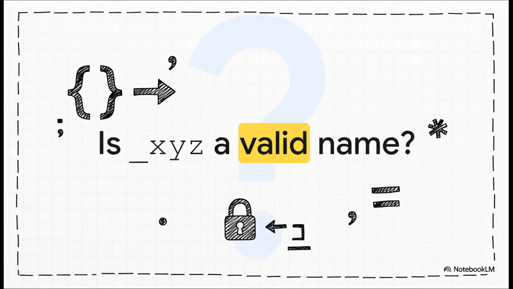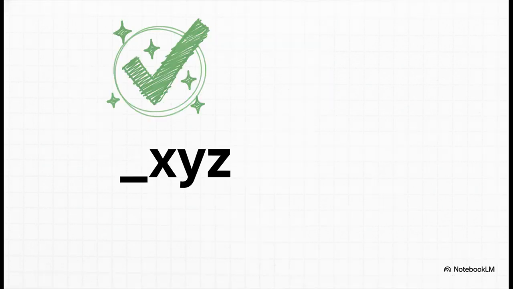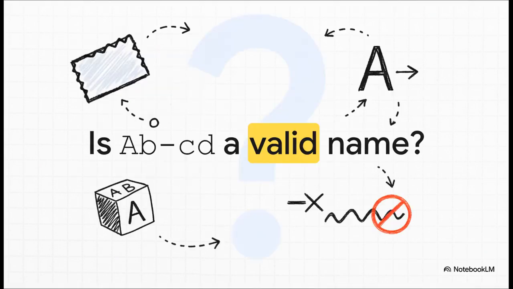Period. Okay. Next one. How about _xyz? This one starts with that special character. What do you think? And that one is perfectly fine. It's totally valid. Remember the rule? It can start with a letter or an underscore, so this is A-OK. All right, let's try another. What about ab-cd? It starts with a letter, so far so good, but what about that thing in the middle?